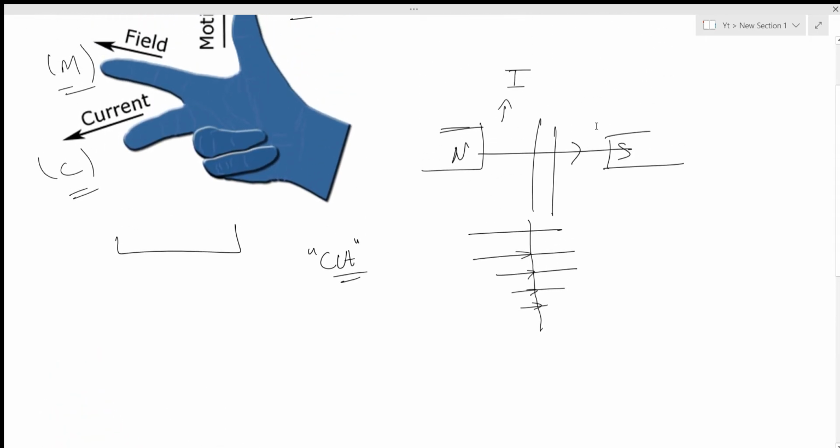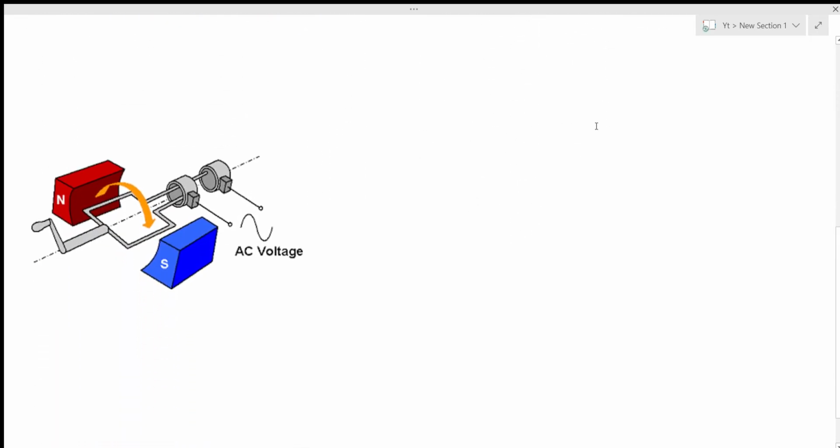This same principle you can use in an AC generator. In an AC generator, unlike in a DC motor where you're converting electrical energy into kinetic energy, what you do is the opposite. You convert the kinetic energy into electrical energy.